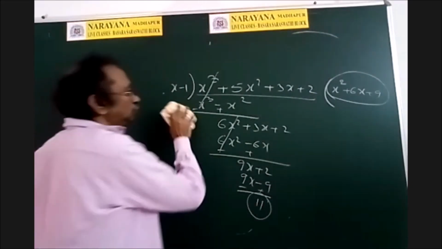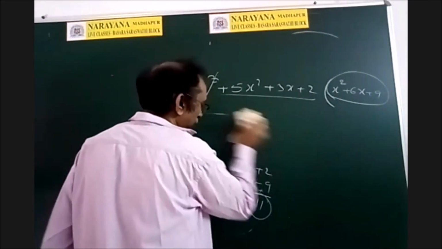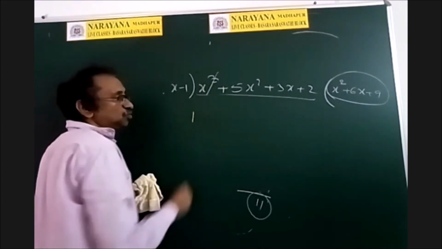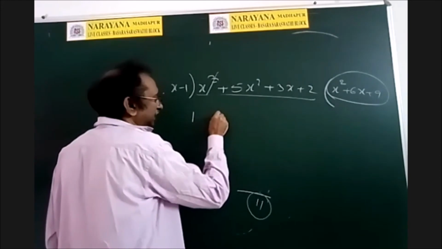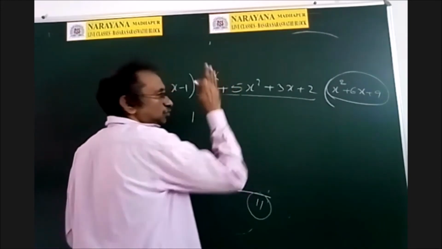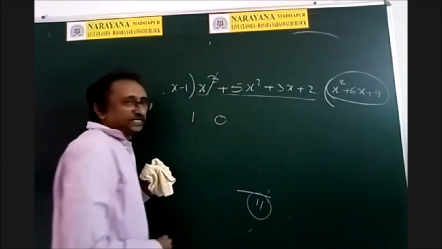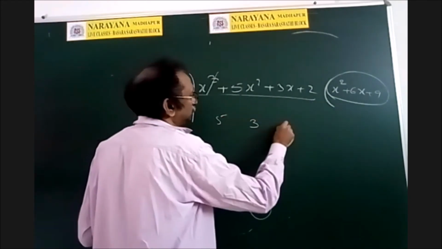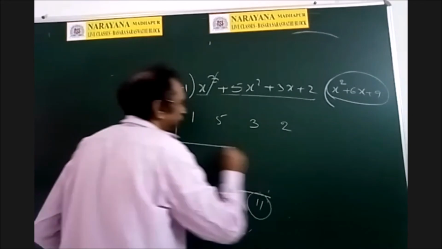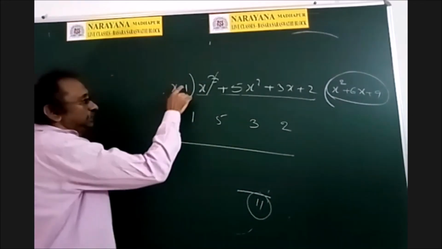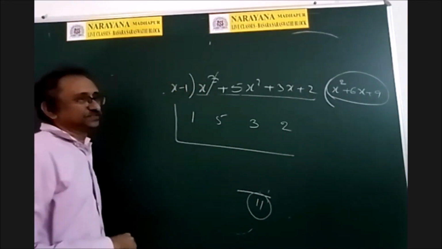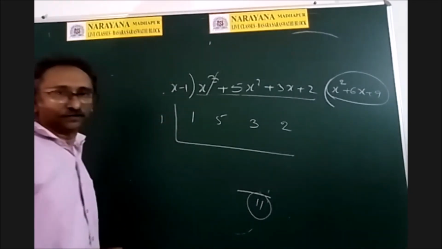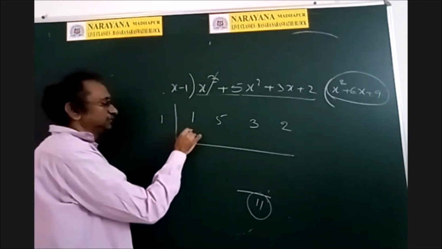Okay. And now we use the short process that is called synthetic division. See, x cube coefficient 1, write x square coefficient 5. If there is no x square coefficient, simply write 0. So here there is x square coefficient 5, x coefficient 3, constant 2. And now x minus 1, suppose x minus 1 is equal to 0. What is x? x is equal to 1. Write that number here.